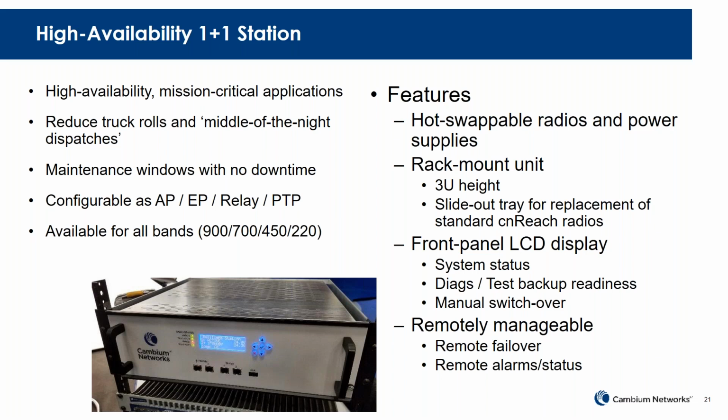And then later this year, we'll be introducing what's called a high availability 1+1 station. This is a piece of hardware. You can see in the lower left a photo of it. This is mounted in a rack and includes inside that unit 2 radios and 2 power supplies along with supervisory circuitry to maintain high availability. So if one of the radios fails or one of the power supplies fails, the system will automatically swap over to the backup and maintain high availability.